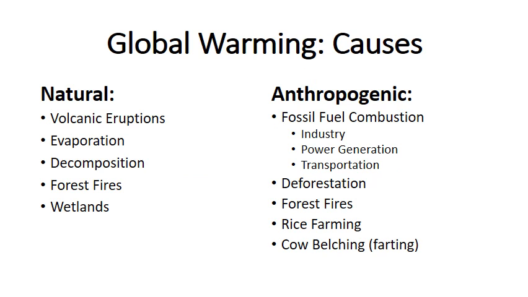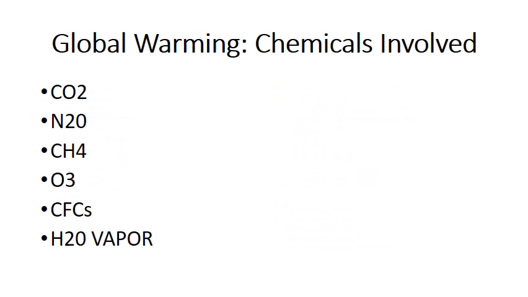Okay, so for global warming, we have a couple of different causes. You have natural and anthropogenic sources. This is why people argue that global warming is not actually human induced, because there are several natural causes along with several anthropogenic causes. We're going to go more into this as we go along. So if you need to write these down, just pause it, write them down.